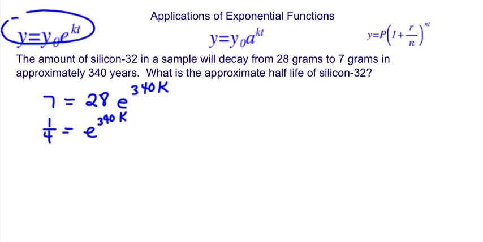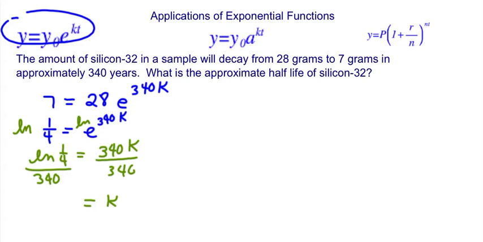All right. Now what I have to do is get rid of the e because my job is to solve for k. So I'm going to take the natural log of both sides. So I'm going to have the natural log of 1/4 is equal to 340 times k. I have to solve for k, so I'm going to divide by 340.